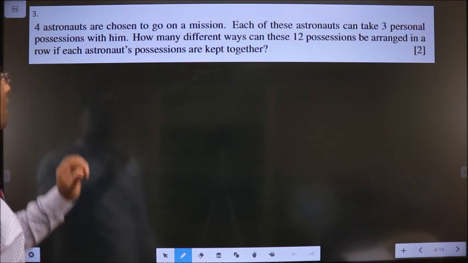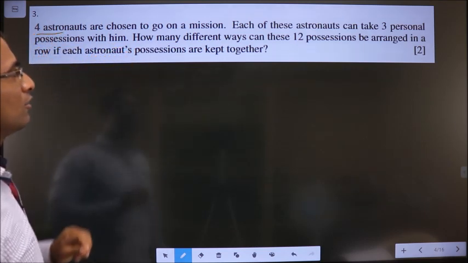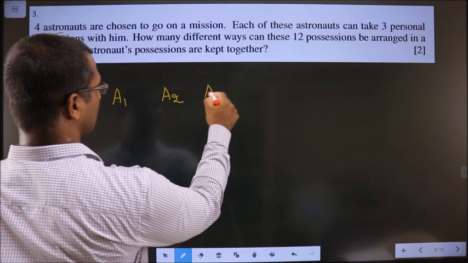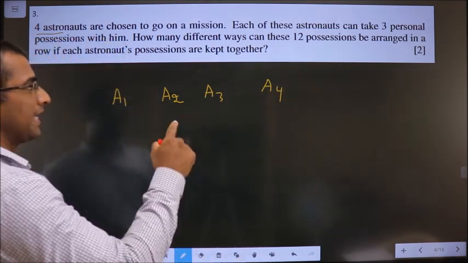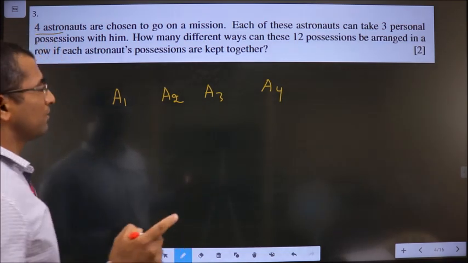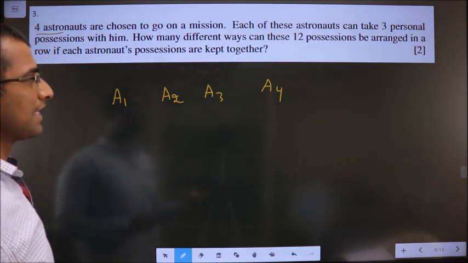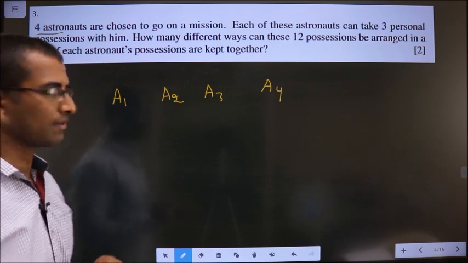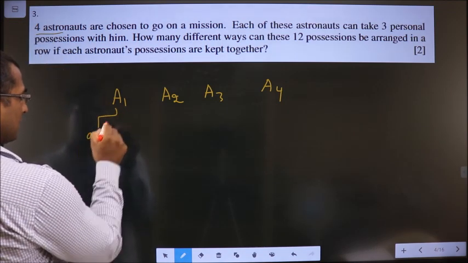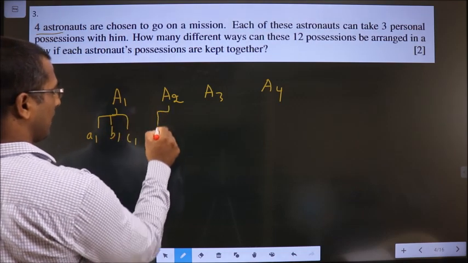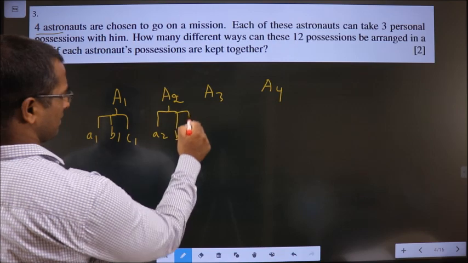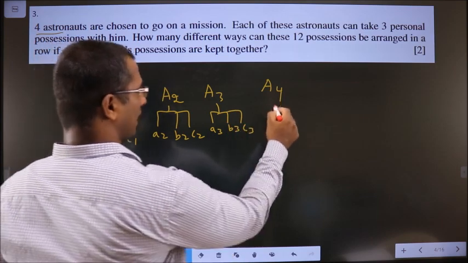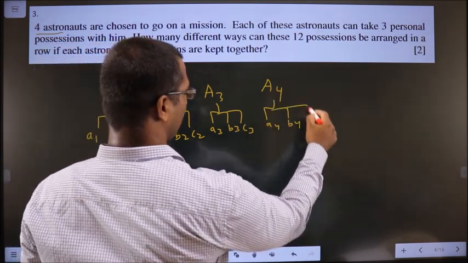Question 3. 4 astronauts are chosen to go on a mission. Let us write astronaut 1, astronaut 2, astronaut 3, astronaut 4. Each of these astronauts can take 3 personal possessions with him. How many different ways can these 12 possessions be arranged in a row if each astronaut's possessions are kept together? Let us say he possesses A1, B1, C1. And this astronaut possesses A2, B2, C2. And this person has A3, B3, C3. And this person has A4, B4, C4.